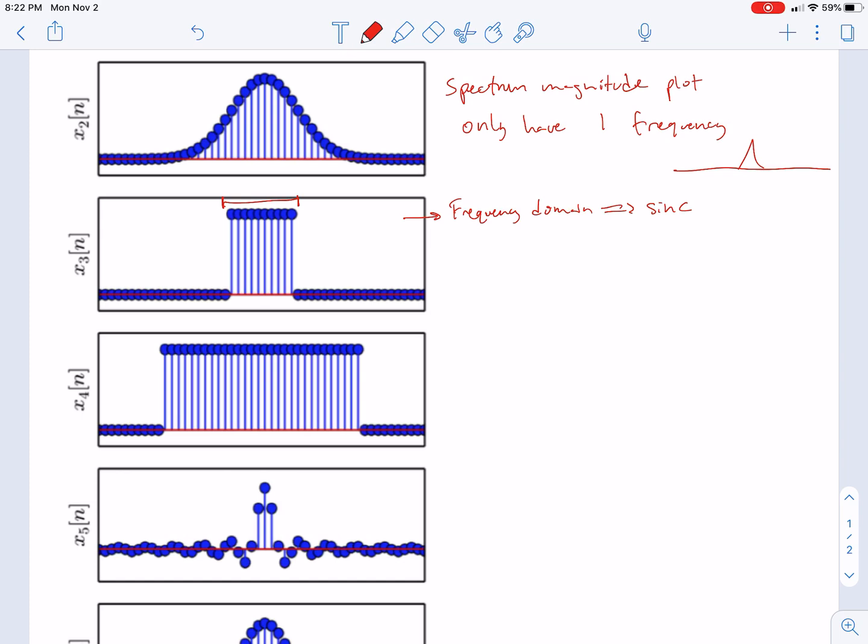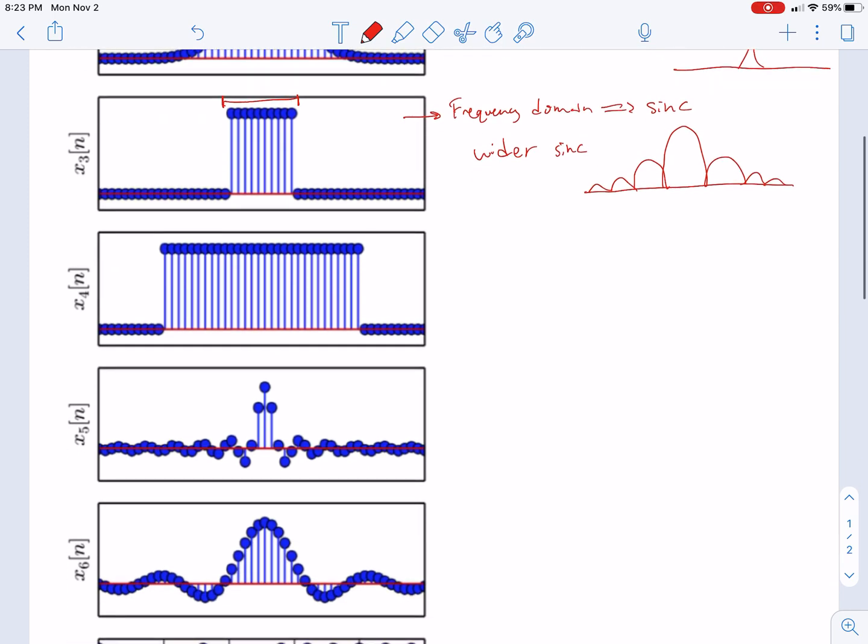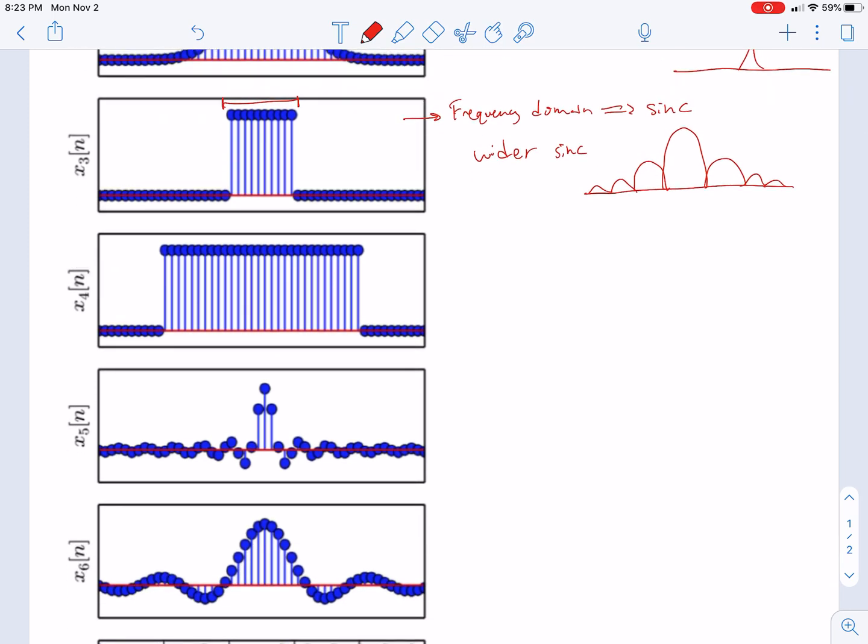Now this is a relatively short width rectangular pulse, which means in the frequency domain it's going to look like a wider sinc, and that's going to look something like, excuse my terrible drawings, but essentially something like that, because that's what a sinc function looks like in the frequency domain. If we look at x4 of n, this looks essentially the same as x3 of n, except it's wider. The rectangle is longer. It's going to look like a sinc function again in the frequency domain, but it's going to look like a narrower sinc.